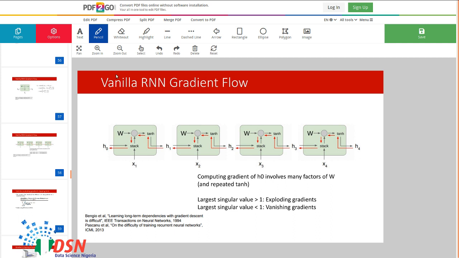If the largest singular value of this weight matrix W is greater than 1, then we have exploding gradients when we have lots of these units in time. In other words, if we have lots of time steps and the largest singular value is less than 1, then we have the vanishing gradient problem, which probably results in poor memory or poor recall of the RNN.